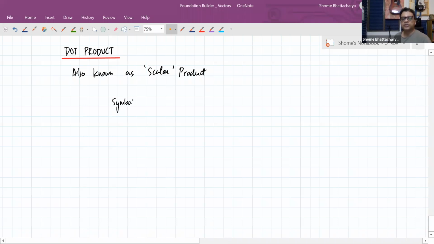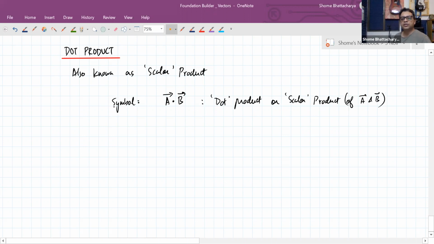The symbol for this operation is, if we put a dot in between two vectors, then it is read as dot product, or we can also call it scalar product, of vectors A and B. So that's just the symbol, nothing big about that. Now, what is the definition? This is the main thing. How do we define this operation?